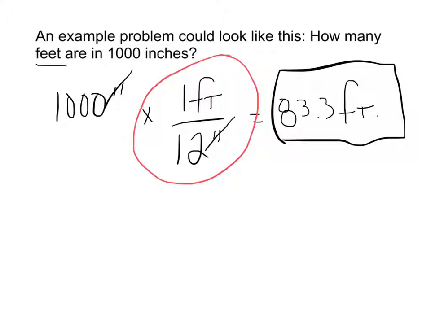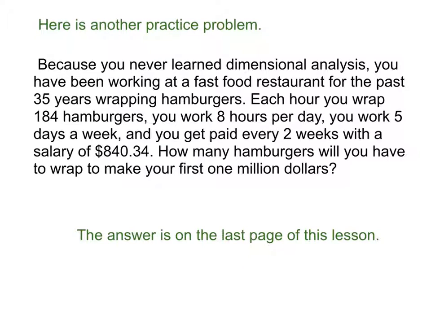Now you're going to sit there and say, well, this is very simple, Mr. Staten. So let's take a look at another. Okay? Now here's another one. Because you never learned dimensional analysis well, you have been working at a fast food restaurant for the past 35 years wrapping hamburgers. Each hour you wrap 184 hamburgers. You work 8 hours per day. You work 5 days per week, and you get paid every 2 weeks with a salary of $840.34. How many hamburgers will you have to wrap to make your first $1 million?